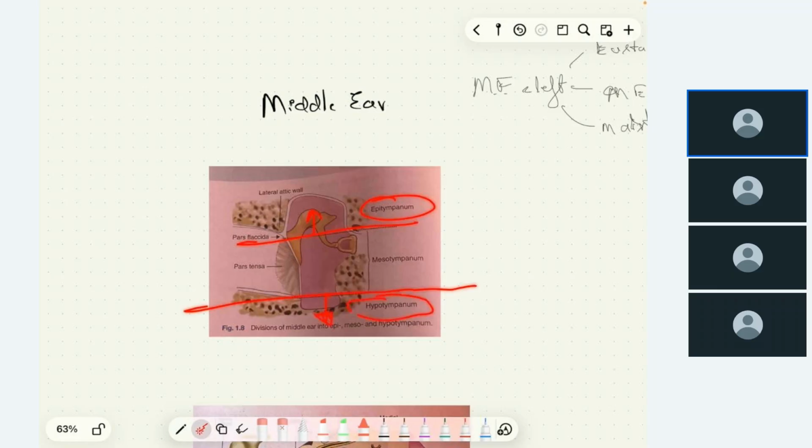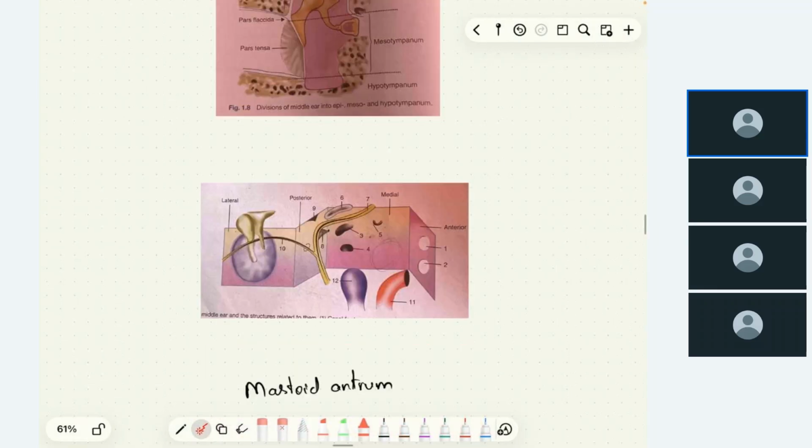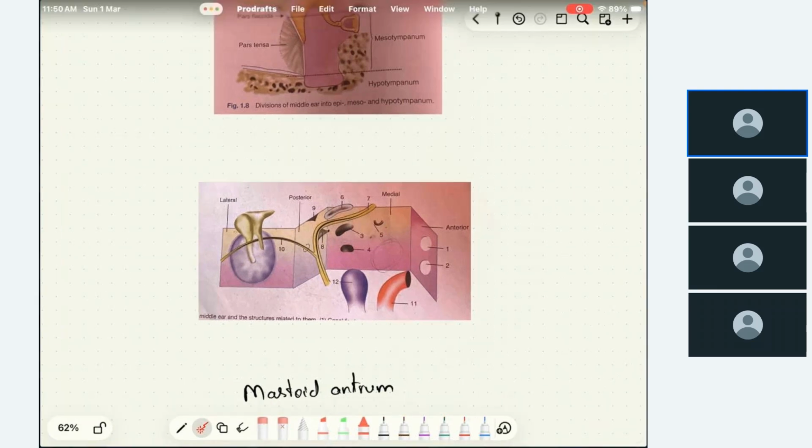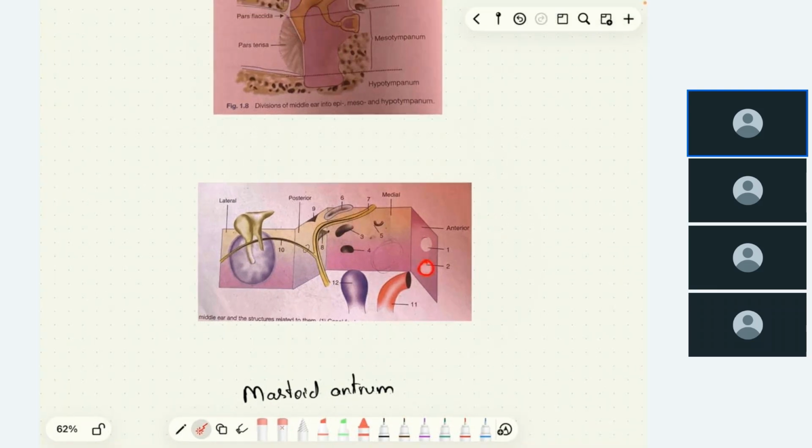The portion of the ear around the tympanic orifice of the eustachian tube is sometimes called the protympanum. Here, in the anterior wall, we have the opening for the eustachian tube. The part of the middle ear surrounding the opening of the eustachian tube is called the protympanum.